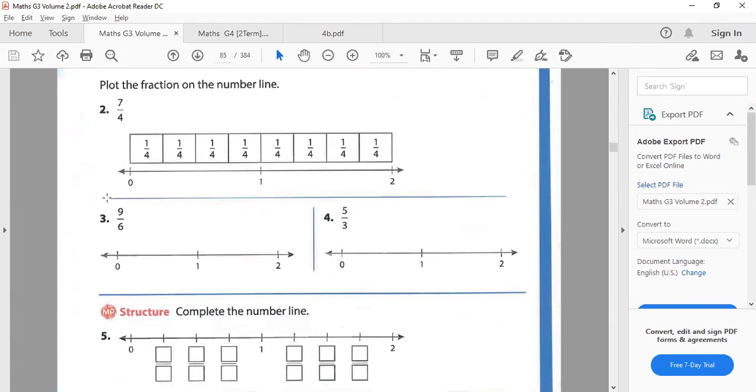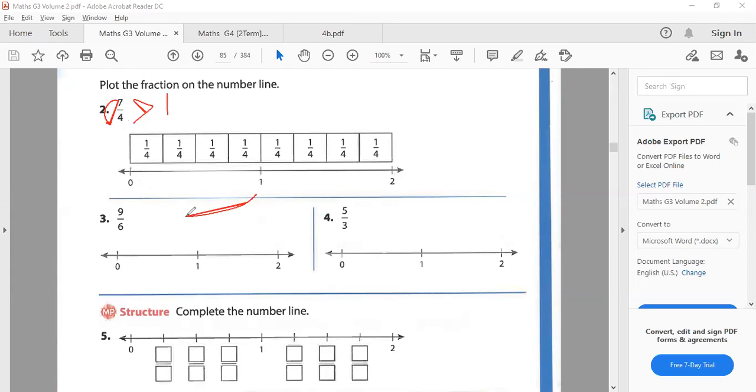Let's get another example for Muad Shaban. Muad, here this is 7 over 4. Is 7 over 4 greater than 1 or less than 1? Greater than 1. Excellent. The numerator is greater than the denominator, so it will be greater than 1. So this is bigger than 1.